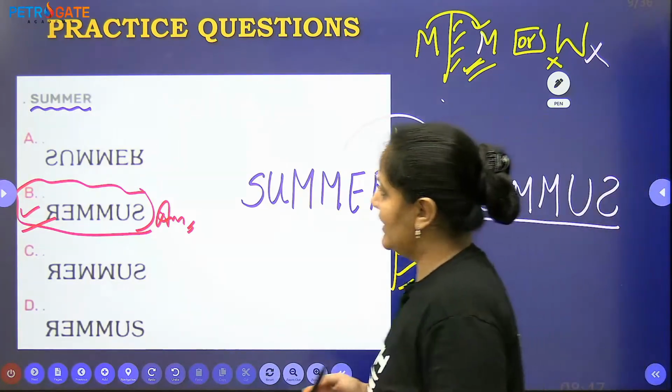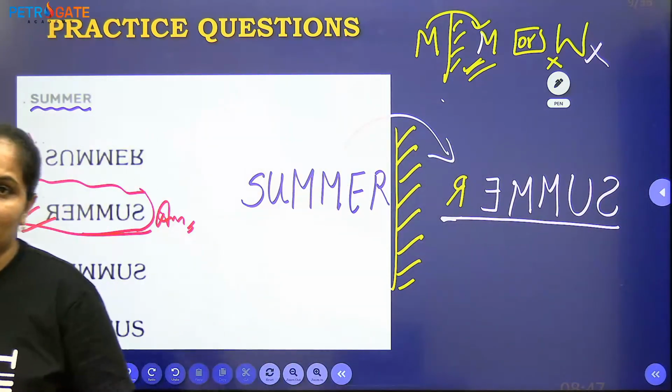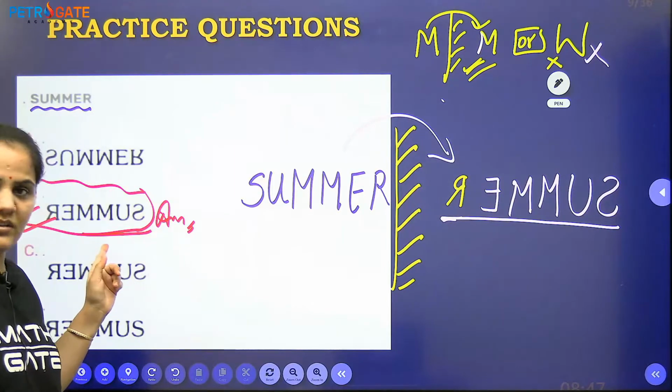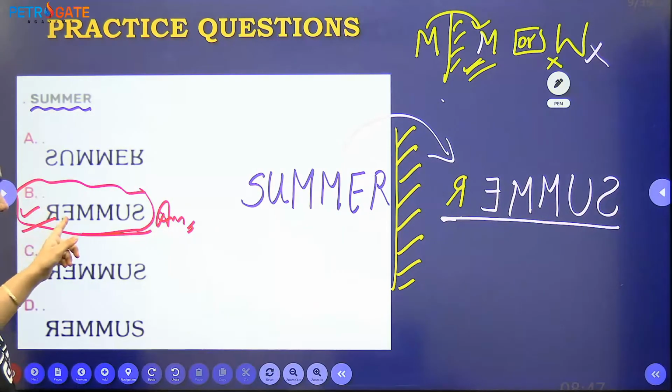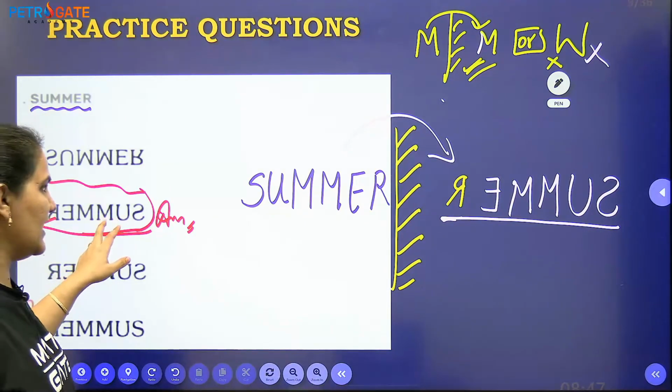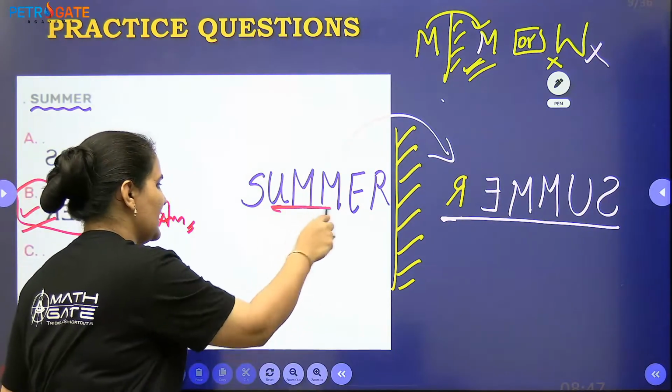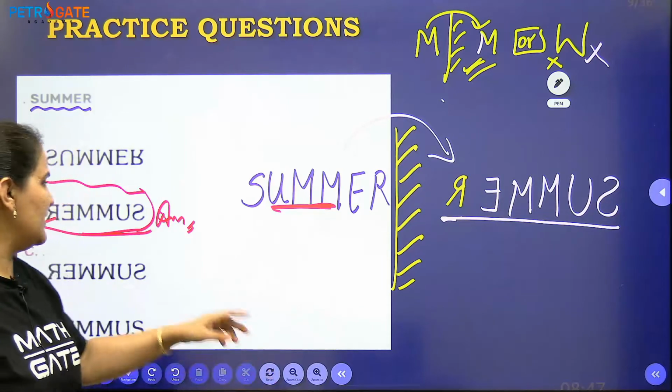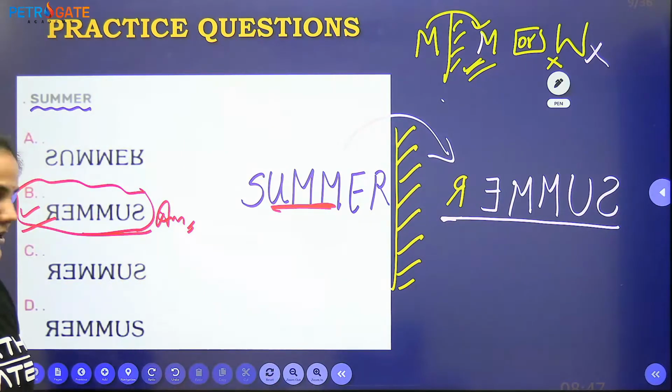I hope it is clear for everyone why I am writing summer like this, because this is the mirror image, and option B is right because the letters M, M will remain the same and U will remain the same. These three letters will be the same and the remaining will change. So the right answer is option B. Clear? Right. Let's go to the next question.